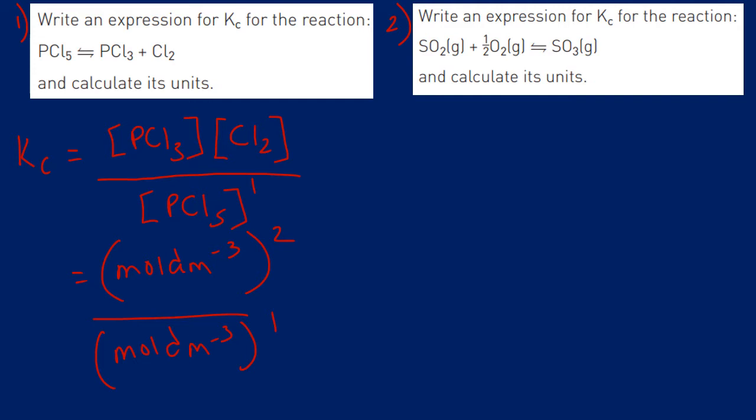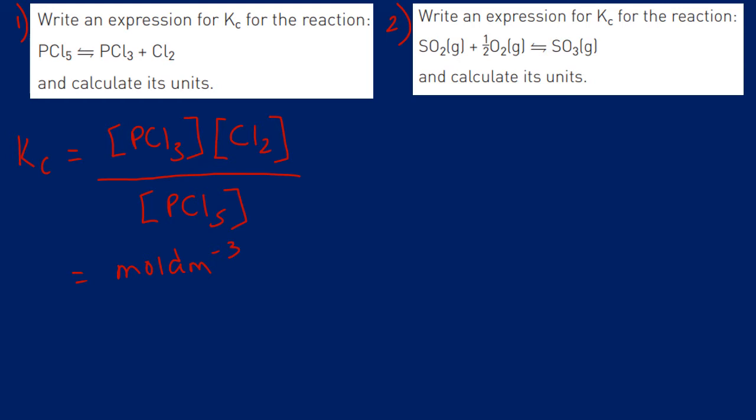Units for concentration is moles per decimeters cubed. So I've got moles per decimeters cubed squared on the top, moles per decimeter cubed on the bottom, 2 minus 1. So to remove this from the bottom here, we do 2 minus 1. It's the top take away the bottom. 2 minus 1 is 1. So this is just moles per decimeters cubed to the power of 1, which is just moles per decimeters cubed. So our units are moles per decimeters cubed for the first one there. The units does tend to be what causes some students some issues. The more you practice, the easier it gets.